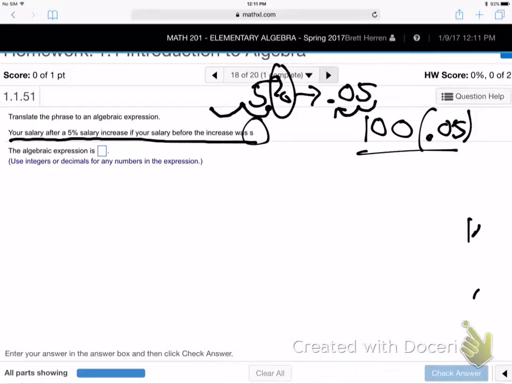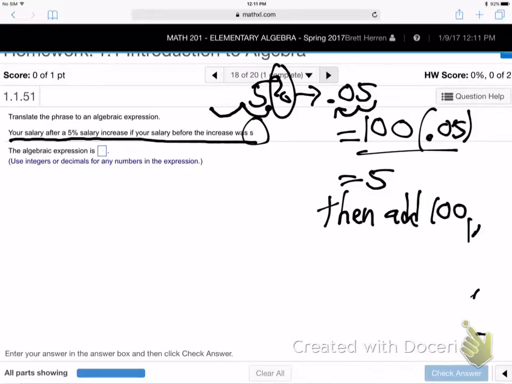But that's not all. Think with me for a second. If I did that, you guys have a calculator, you would just get 5, wouldn't you? So we're saying you increase a $100 reward 5%, and it becomes $5. That's not a very good increase. Then we got to add back the original. It's not just multiply by 0.05. Then add the 100 original. Right. Okay.